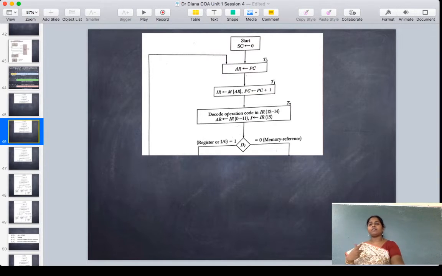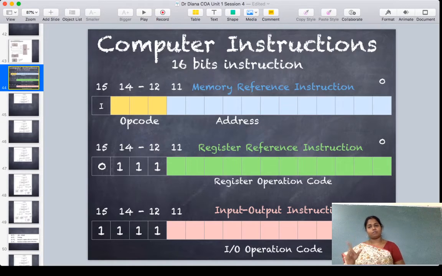So where do I find that difference? That difference I can find in bit 15. Bit 15 is also called I. That value is stored in the I flip-flop. So if D7 is 0, it's a memory reference instruction. If the I value is 0, it becomes a direct memory access. And if the I value is 1, it becomes indirect memory access.